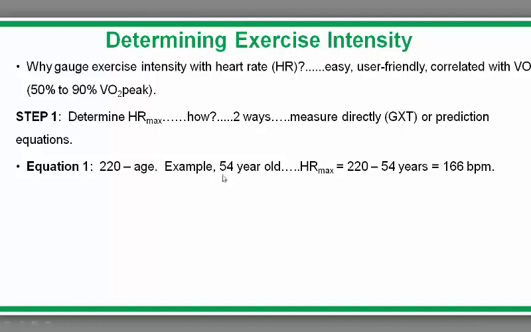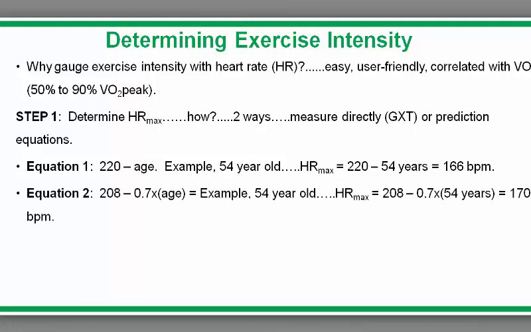The first equation to determine a person's heart rate max is taking 220 and subtracting the person's age. As an example, if we have a 54-year-old, to calculate this 54-year-old's heart rate maximum, we would simply take 220, subtract their age of 54, and their predicted maximum heart rate would be 166 beats per minute.